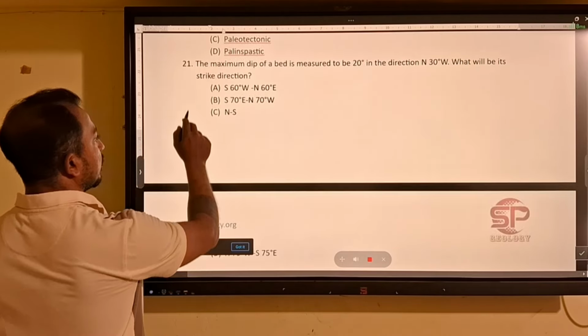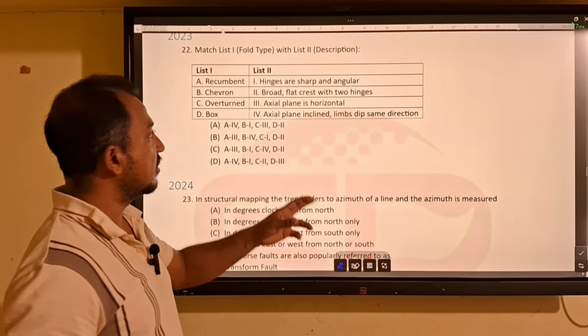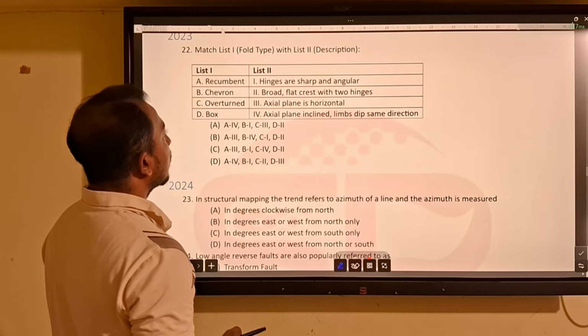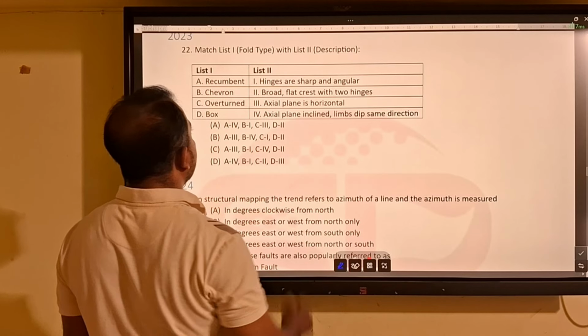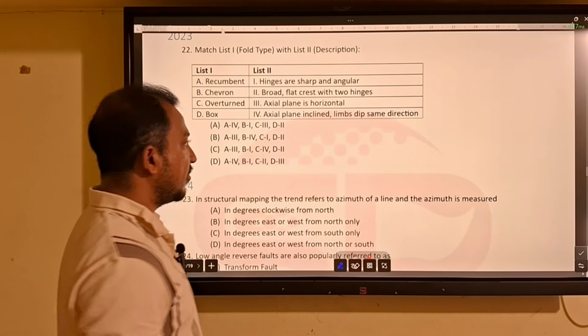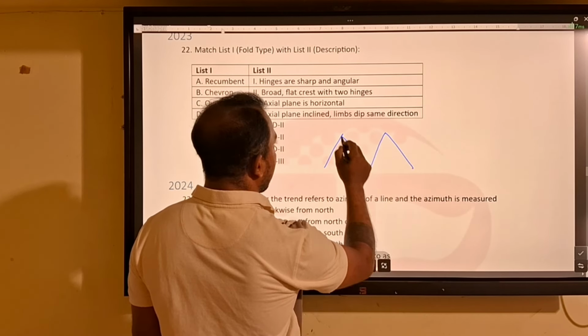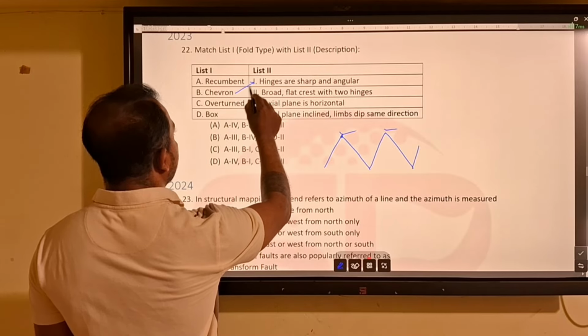Then comes types of fold. We have discussed that in a recumbent fold the axial plane is horizontal. So axial plane is horizontal, that is a recumbent fold. Then chevron fold, it is a type of fold where it has sharp hinges and straight limbs. It is like this. Hinges are sharp and angular. That is your chevron fold.